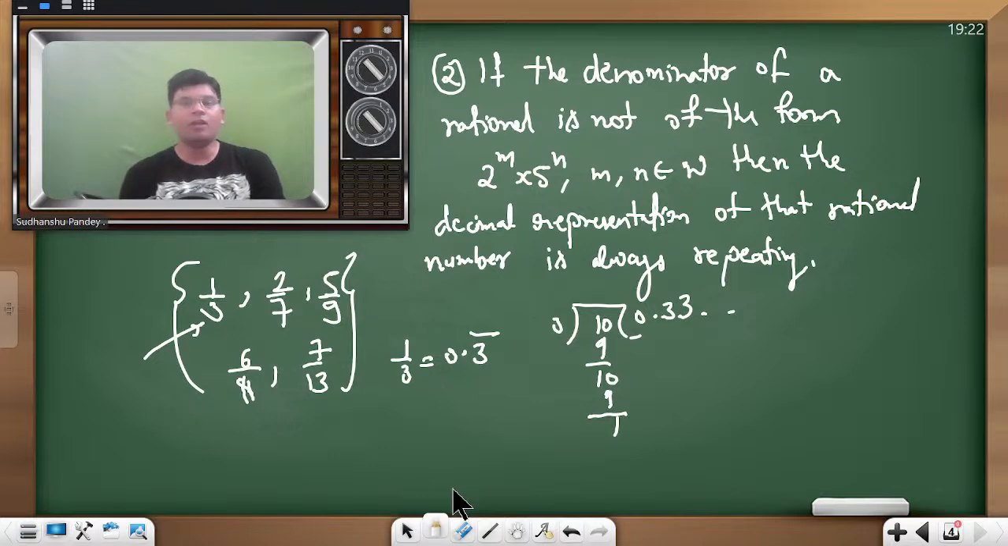If the denominator of a rational number is not of the form 2 to the power m into 5 to the power n, done, sir? Yes, sir. Very good.